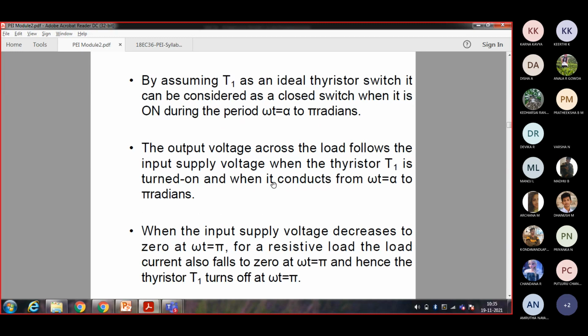By assuming T1 as an ideal thyristor switch, it can be considered as a closed switch when it is on during the period omega t equal to alpha to pi radians. The output voltage across the load follows the input supply voltage when the thyristor T1 is turned on and conducts from omega t alpha to pi radians. When the input supply voltage decreases to 0 at omega t equal to pi, for a resistive load, the load current also falls to 0. Whatever I explained in the waveform has been explained here step by step.